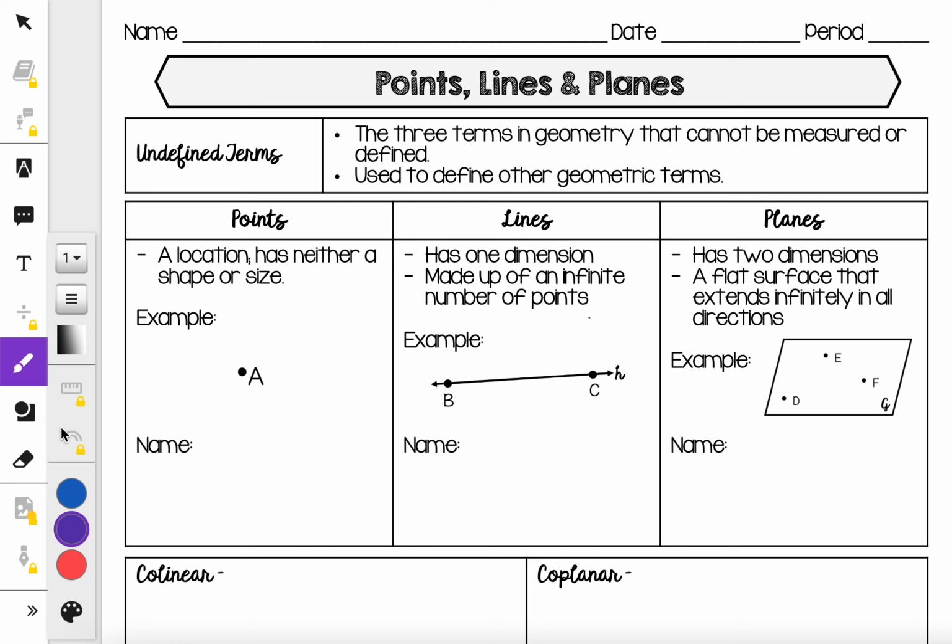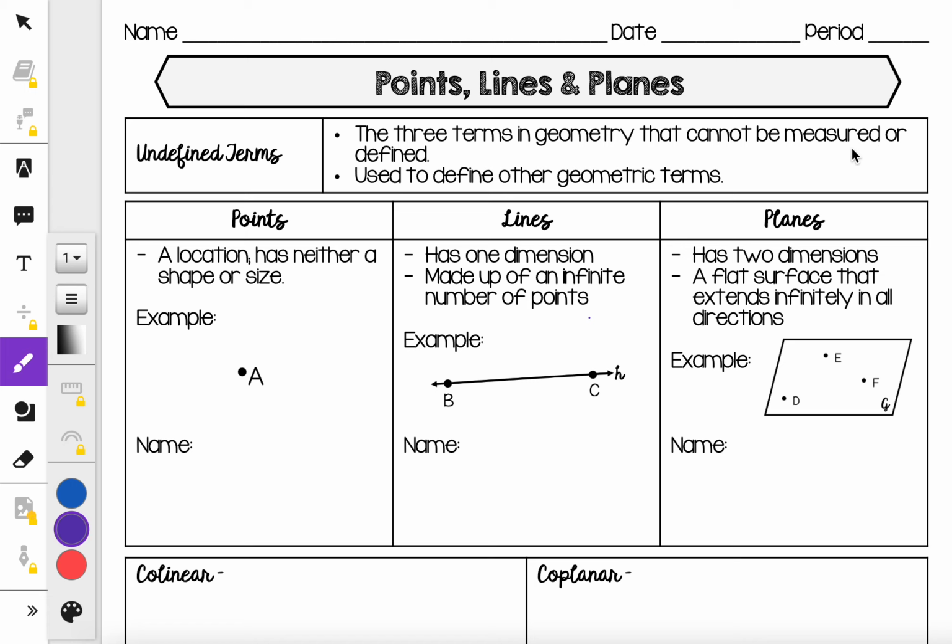Hi everyone. So today's lesson is going to be on points, lines, and planes. In geometry, you have three undefined terms. What it means when it says that these terms are undefined is that these terms don't have a formal definition. What we have listed in this table, we can think of more as characteristics instead of a formal definition. These three terms that we're going to talk about cannot be measured.